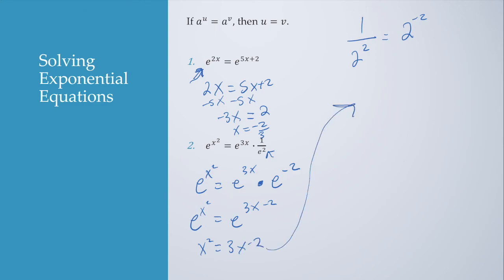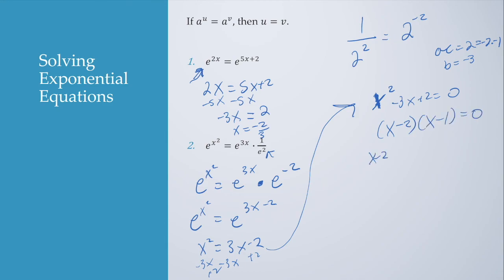I'm going to move everything to one side of the equation. So I have x squared minus 3x plus 2. And I factor this. Okay, what are the factors of AC that add up to b? Well, that's going to be negative 2 times negative 1. So I have x minus 2 times x minus 1 is 0. X minus 2 is 0. X minus 1 is 0. See, we're so good at factoring by now. X is 2 and x is 1 are my solutions to problem 2.